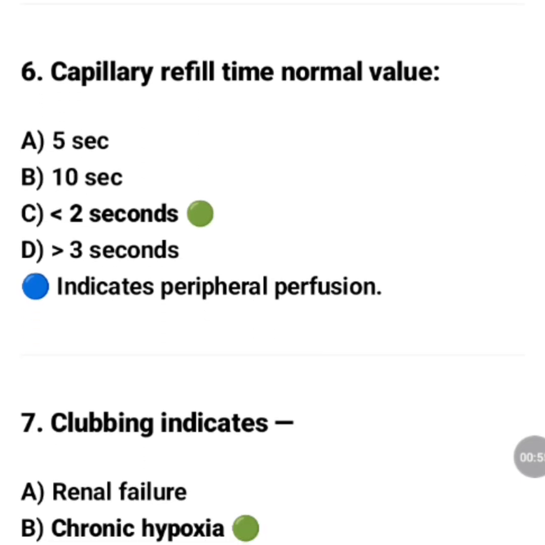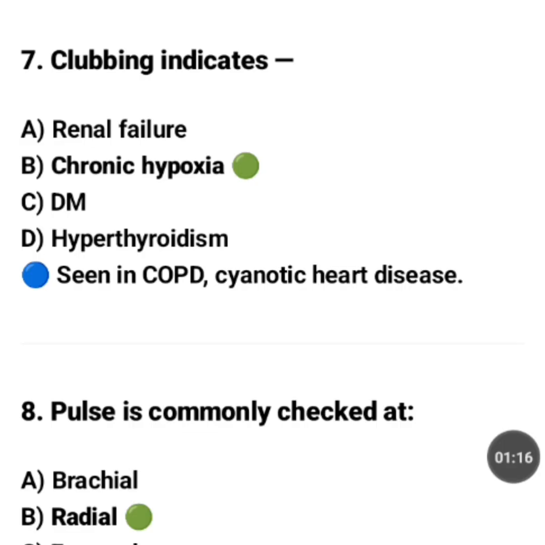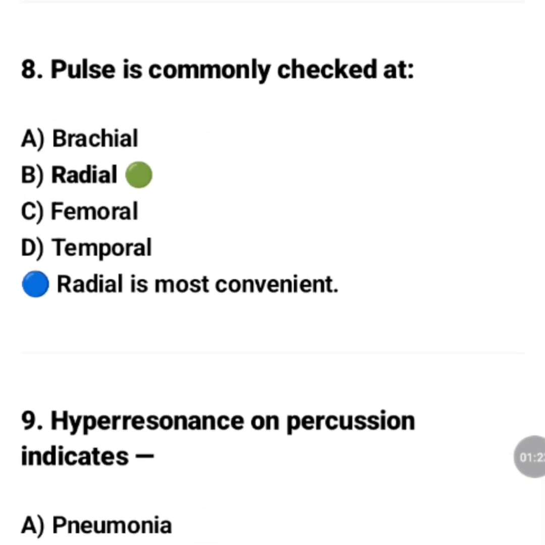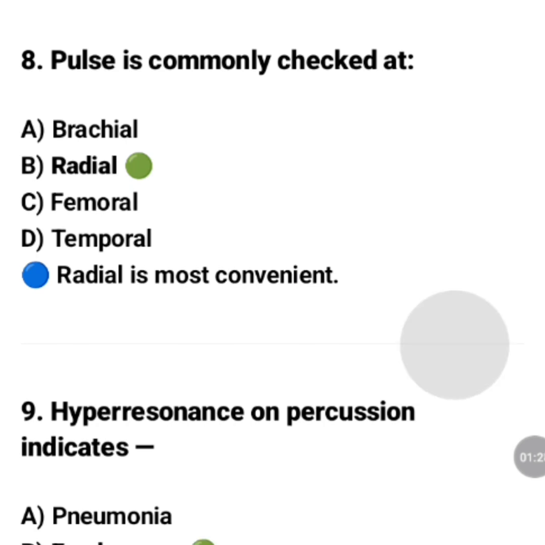Capillary refill time, normal value. The correct answer is option C, less than 2 seconds, indicates peripheral perfusion. Clubbing indicates... the correct answer is option B, chronic hypoxia, seen in chronic obstructive pulmonary disease and cyanotic heart disease. Pulse is commonly checked at. The correct answer is option B, radial. Radial is the most convenient site.